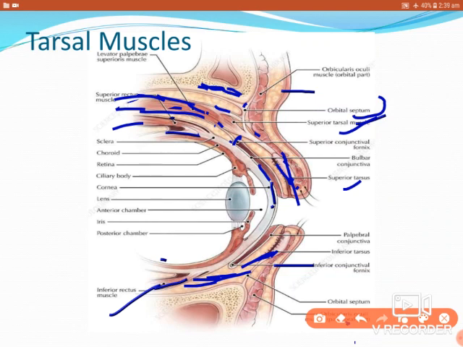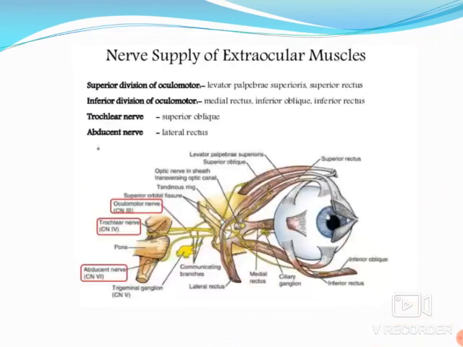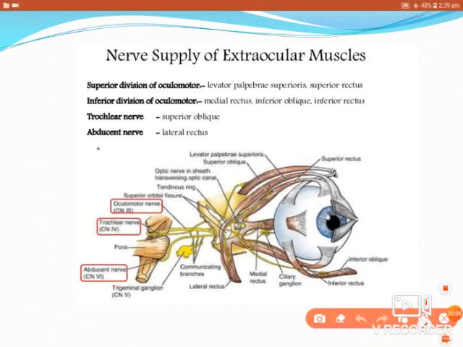Okay. Then the nerve supply of these three involuntary muscles is through postganglionic sympathetic fibers derived from the superior cervical ganglion. Okay. Then here comes the nerve supply of the seven voluntary muscles.